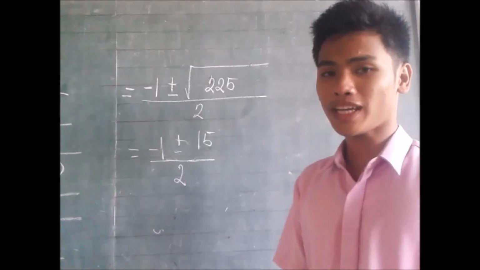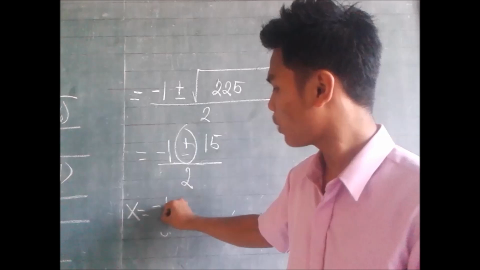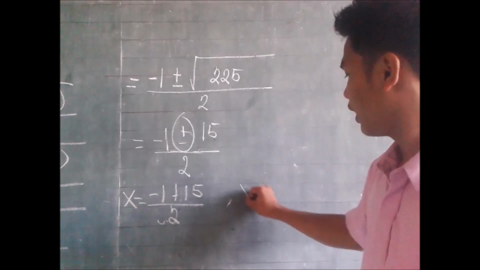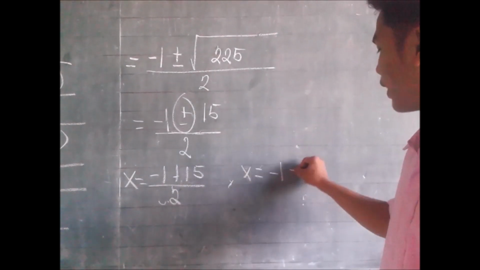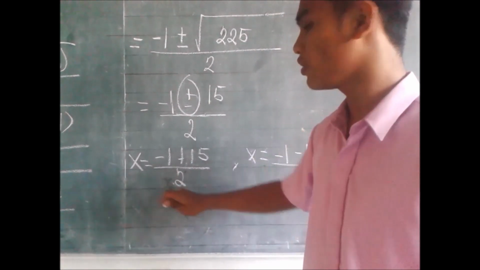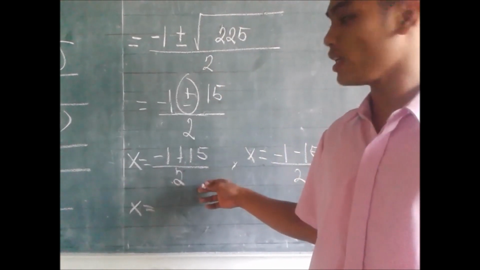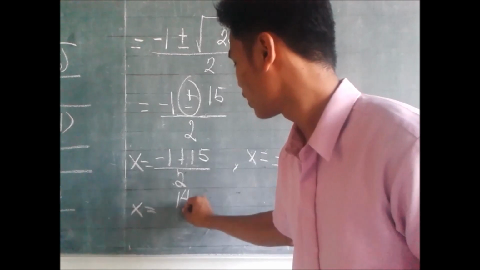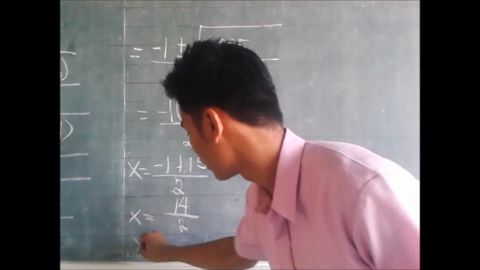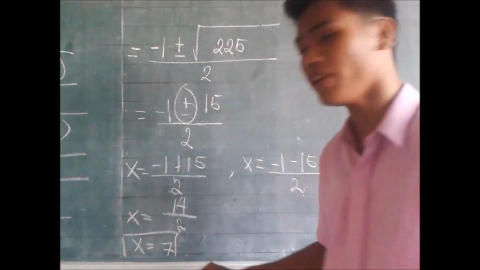To solve for the values of x, we'll separate the operations. X is equal to negative 1 plus 15 all over 2. And x is equal to negative 1 minus 15 all over 2. So we'll first determine the answer of this first x. X is equal to negative 1 plus 15 is equal to 14 all over 2. 14 divided by 2 is equal to 7. So the first x is equal to 7.